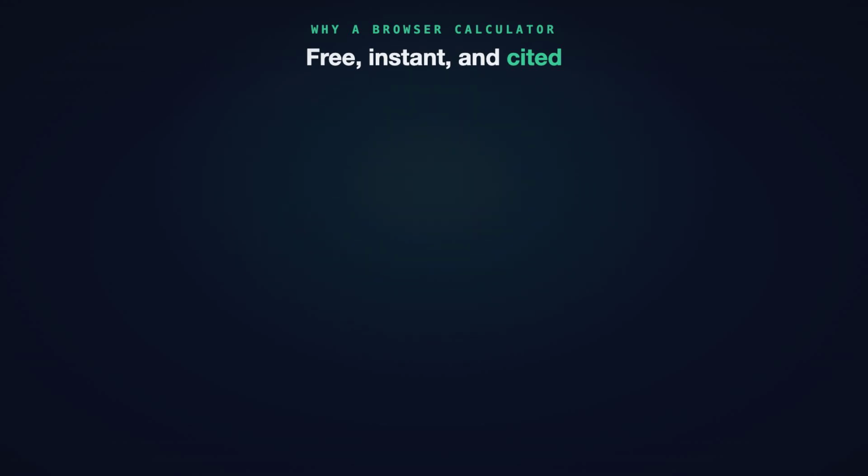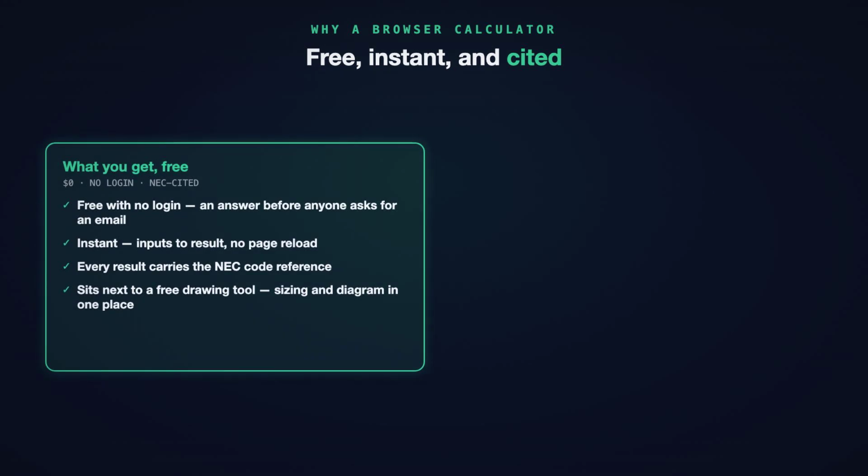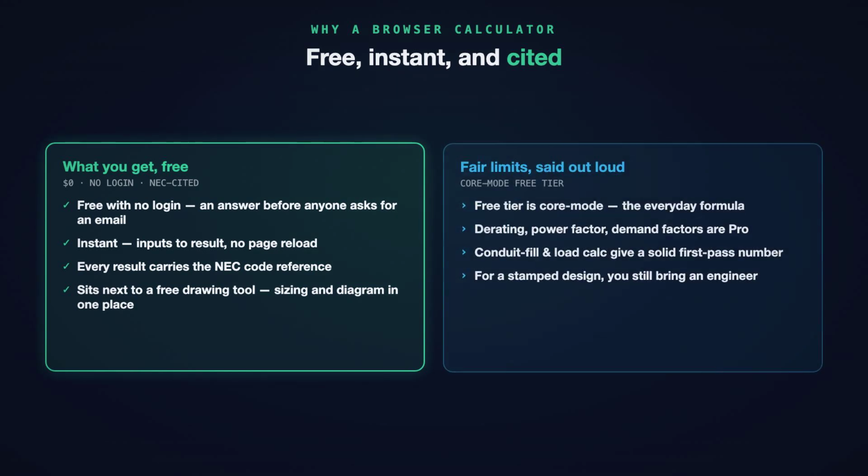So plainly, why use a browser calculator instead of a phone app or a paper table? It's free and there's no login. You get an answer before anyone asks for an email. It's instant. Inputs to result, no page reload. Every result carries the NEC code reference, so you can check the reasoning, not just trust a number. And it sits next to a drawing tool, so the sizing and the diagram live in one place.